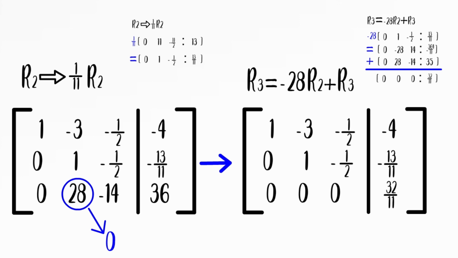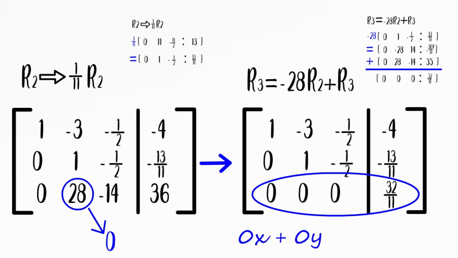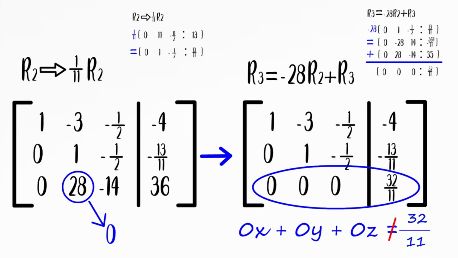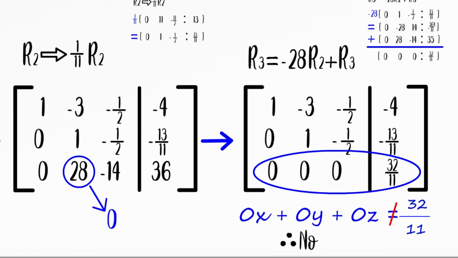Before we continue, it seems like there is something wrong with our augmented matrix. Check R3. All the coefficients of the variables are 0. If we write R3 as a linear equation, the equation is 0x plus 0y plus 0z equals 32 over 11. But 0 can never be equal to 32 over 11. Therefore, there is no solution for the given linear equation.